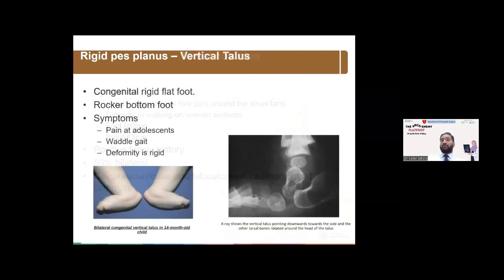Another group is called vertical talus. This is a congenital rigid flat foot. If you look at the clinical photograph on the bottom left, they tend to have this typical appearance of a rocker-bottom foot. These patients typically present with pain at adolescence. They tend to have a waddling gait, and the deformity is quite rigid. We tend to do x-rays, and on the x-rays, we can see that the talus, the bone that forms the keystone of the arch, is abnormally oriented.